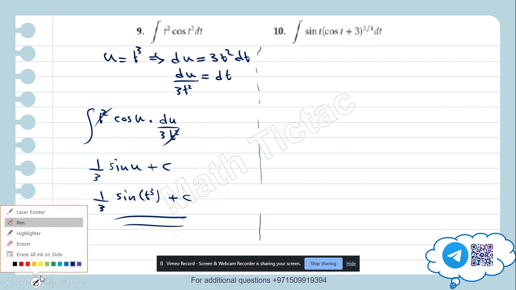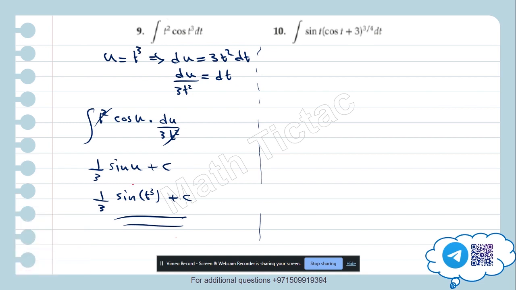Okay, move to question 10. In question 10, what function do we have its derivative or part of its derivative? For cosine t plus 3, the derivative of this expression is minus sine. So the derivative of cosine is minus sine, so we can find sine t over here. So the derivative of this function does exist, or part of it.